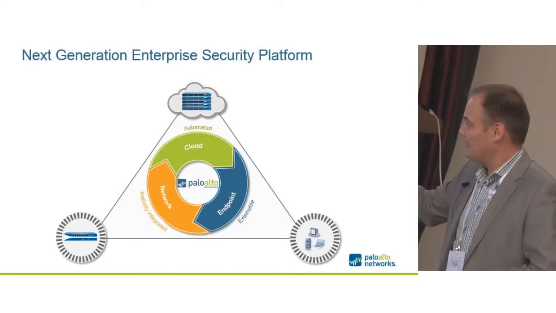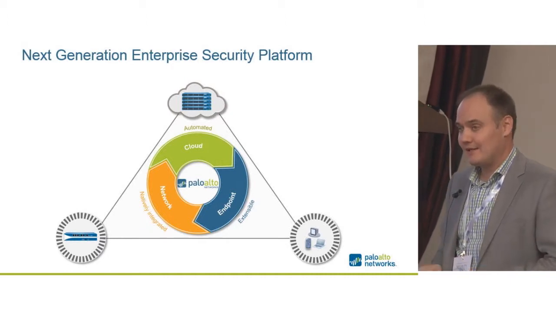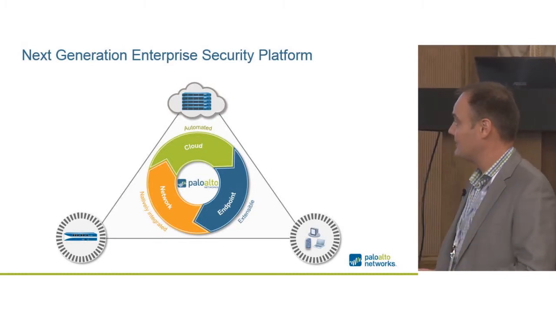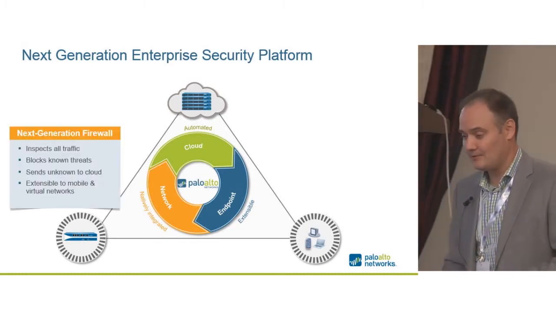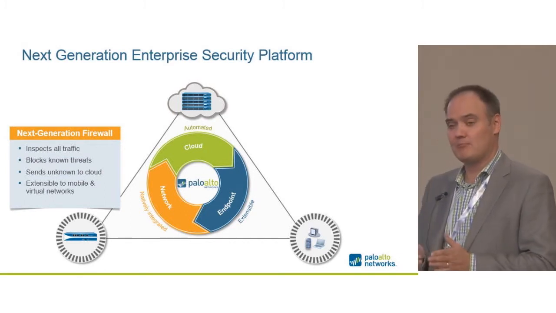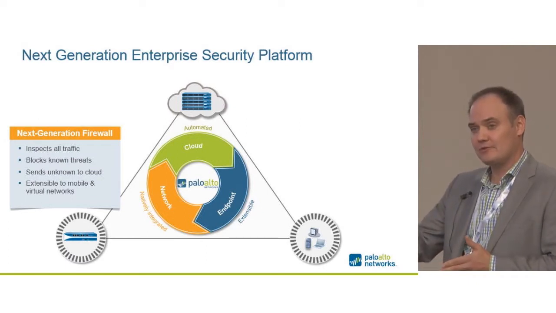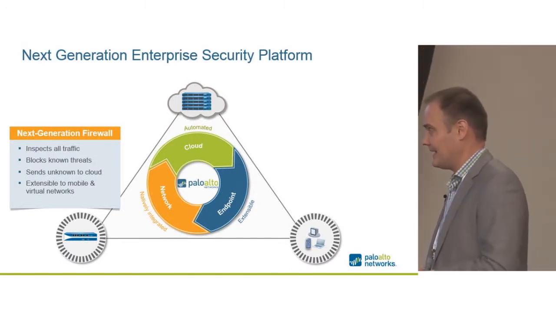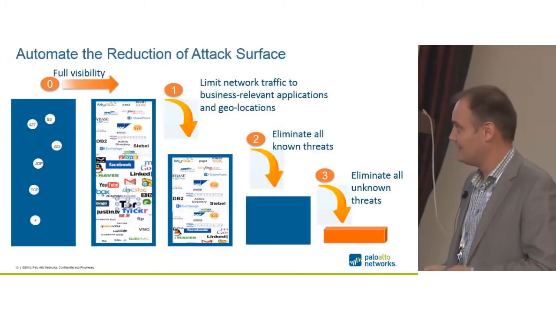And once we uncover unknown threats from the endpoint and the network, we need to share it through an intelligence cloud. That's what we're doing. Let's take a look at the next generation firewall. What we do is inspect all the traffic, block known threats, and send unknown threats to the cloud in order to make them known and shared between the customers. And it's extensible to mobile and virtual networks and the cloud, as I mentioned.